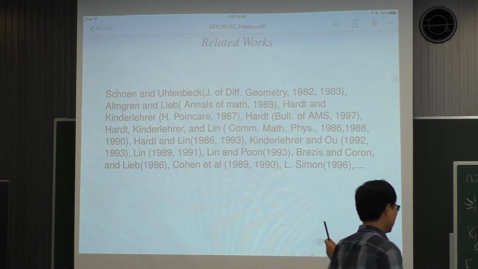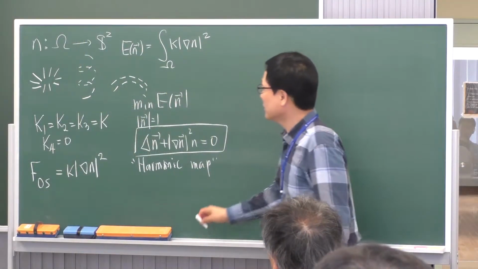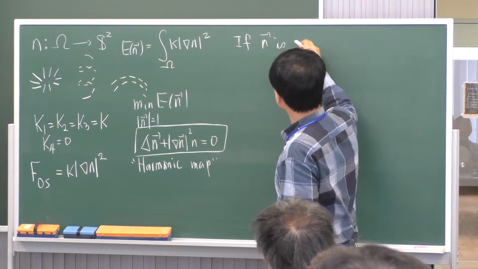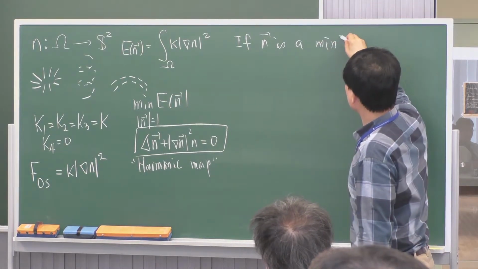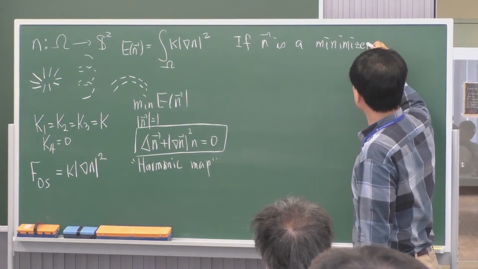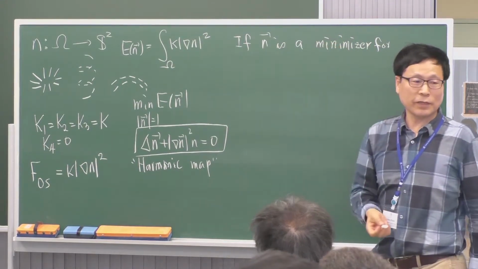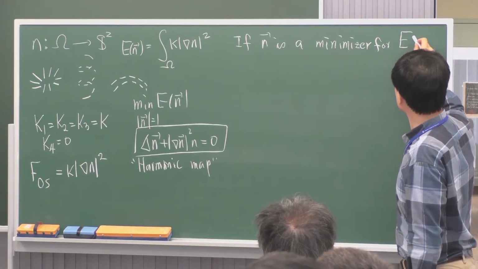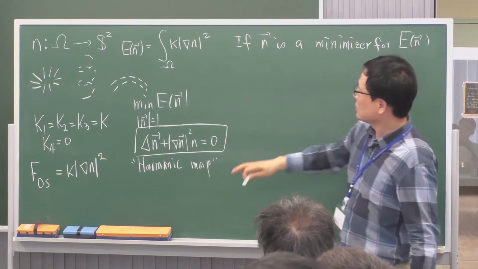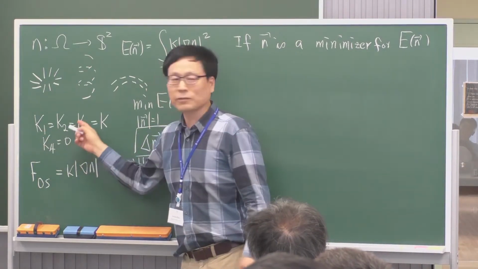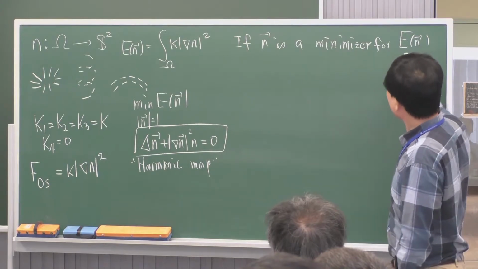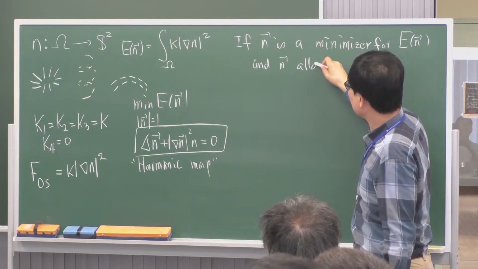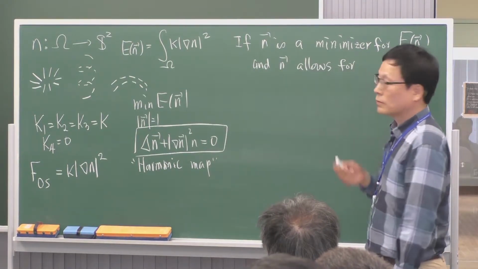Okay. And I don't have pictures for this. The other thing I want to remark is that if n is a minimizer for the Oseen-Frank energy, even in the K1, K2 case, which is a different case, then n allows for singularities.